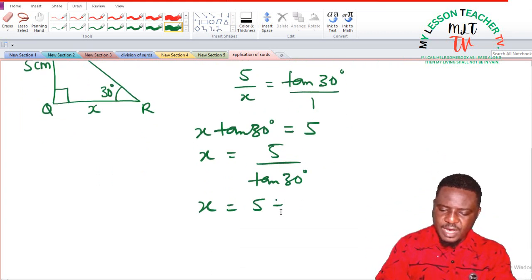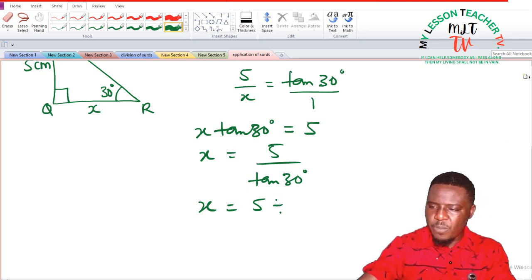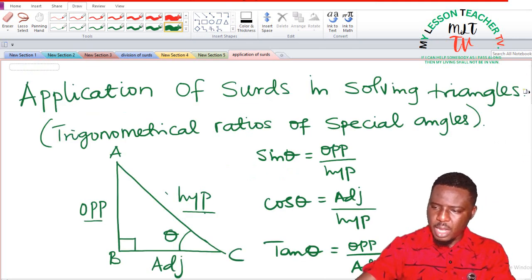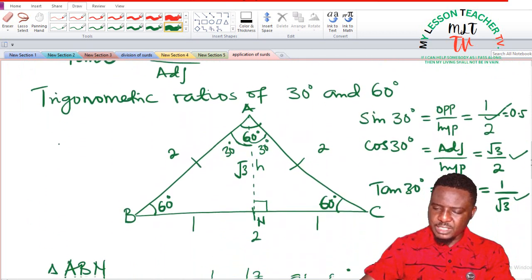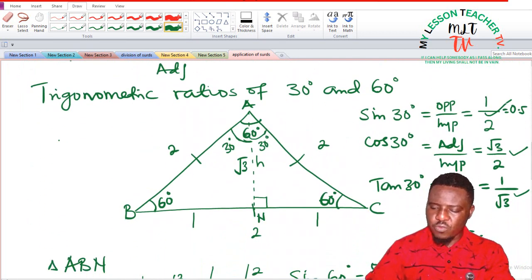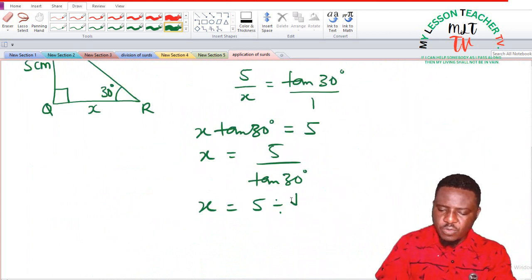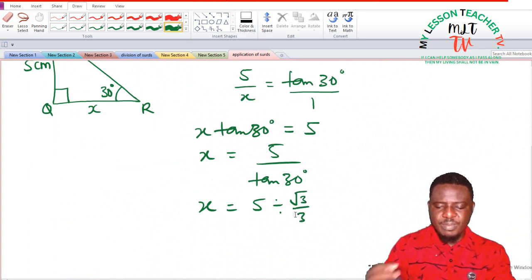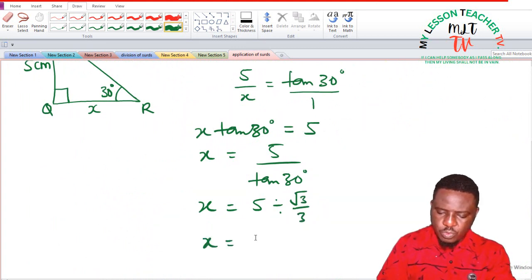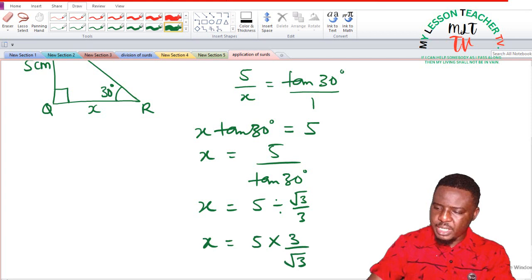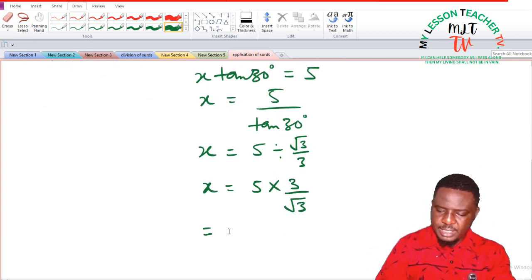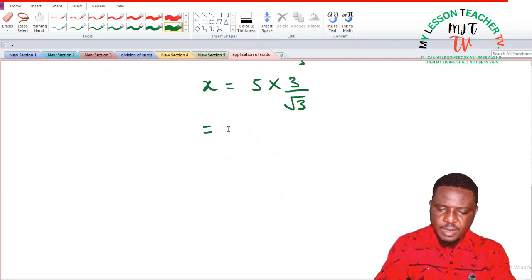So X will be equal to 5 divided by, what is tan 30? If you go back to our proof, you will get the value of tan 30. That we got tan 30 to be what? Root 3 over 3. So without the use of a calculator, you can therefore substitute it as root 3 over 3. And then you simplify. This becomes X is equal to 5 times 3 over root 3. You simplify further. This gives us 5 times 3 is 15, 15 divided by root 3.